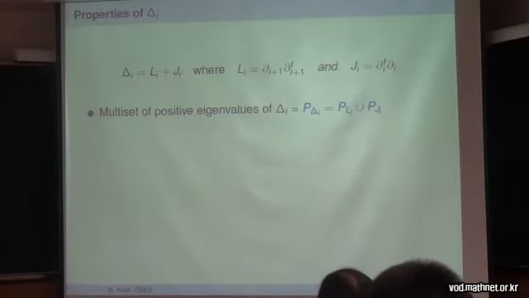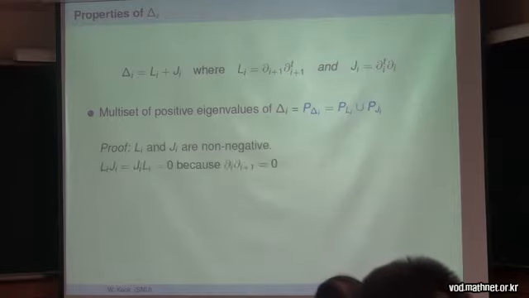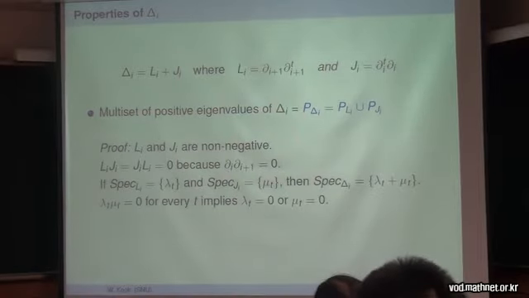First of all, the multiset of eigenvalues of this combinatorial Laplacian is a disjoint union of the eigenvalues of L_i and J_i. In other words, find the eigenvalues of L_i and find the eigenvalues of J_i and take the disjoint union of those two. So do not merge the multiplicities, and that is going to be the multiset of positive eigenvalues.